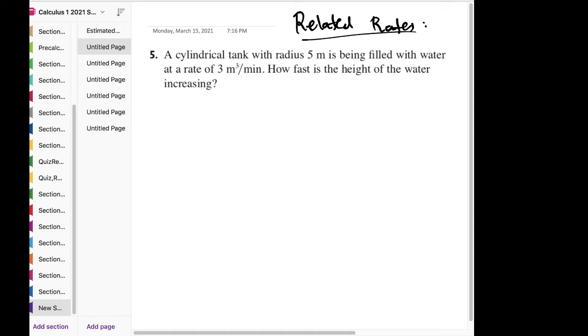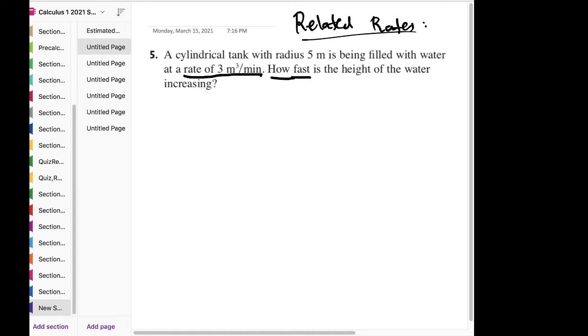Okay, so this is a good question. You have a cylindrical tank that has a radius of 5 meters, and it's being filled with water at a rate of 3 meters cubed per minute. So the question is, how fast is the height of the water increasing? There's a lot of derivative words here, right? The derivative is like a velocity, a rate of change. So you imagine the derivative would appear somewhere here.